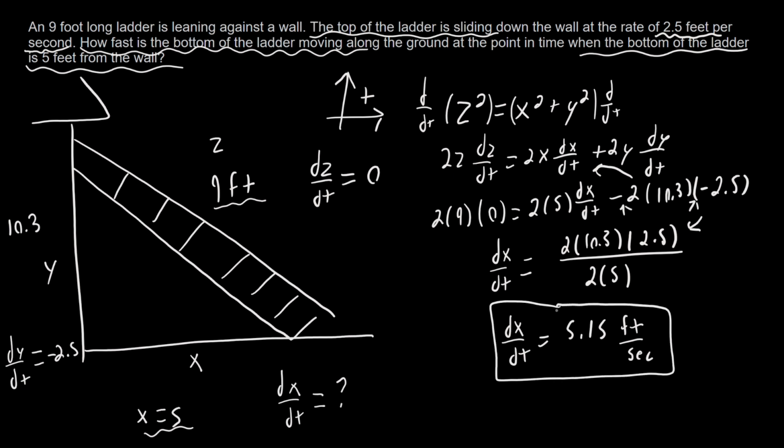So it makes sense how it's positive because if the ladder were to slide down the wall, we would expect the bottom of the ladder to move to the right. So that's our final answer.